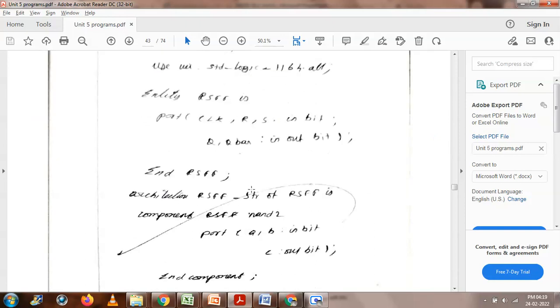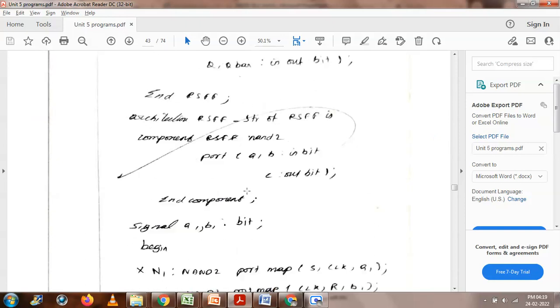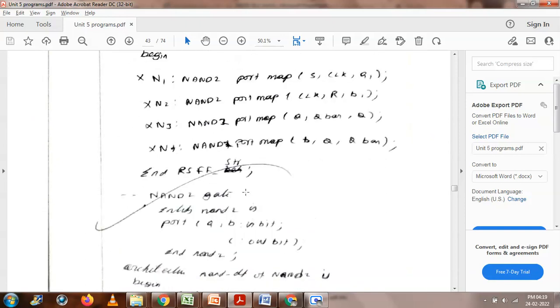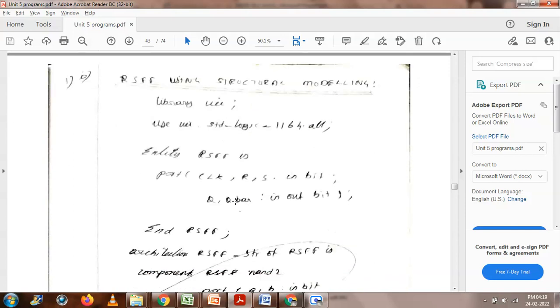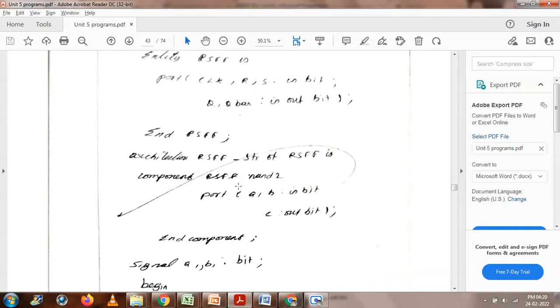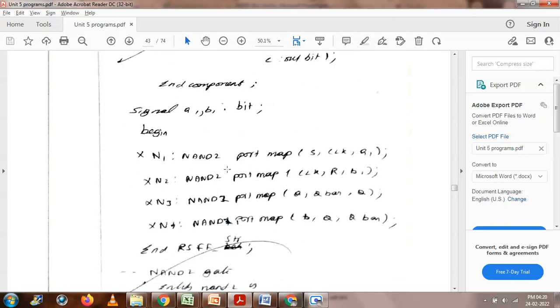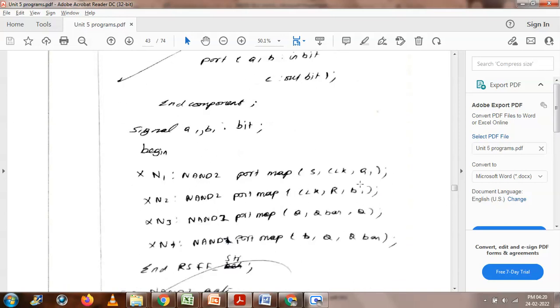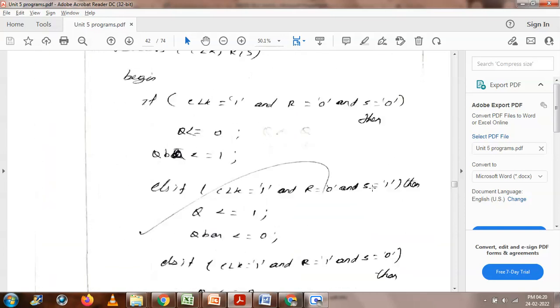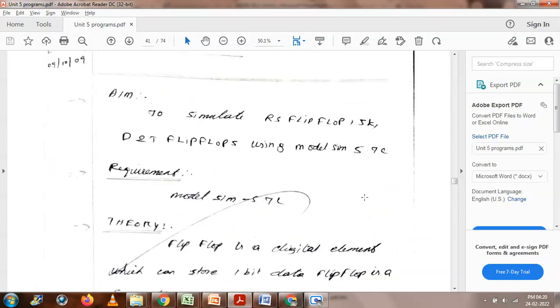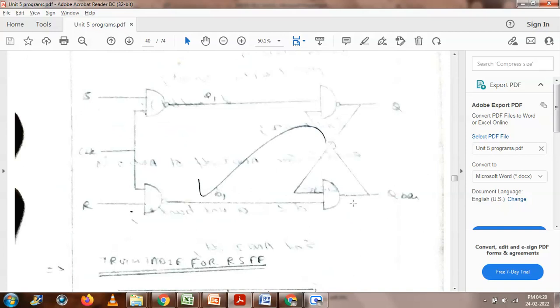And for structural modeling also, it is shown in the program for the RS flip flop. So any one of the programs is enough. This is the structural modeling program. So the entity is there, then the architecture. Then in structural modeling, they are calling the NAND gate. So based on this logic diagram, they completed the structural modeling coding part.